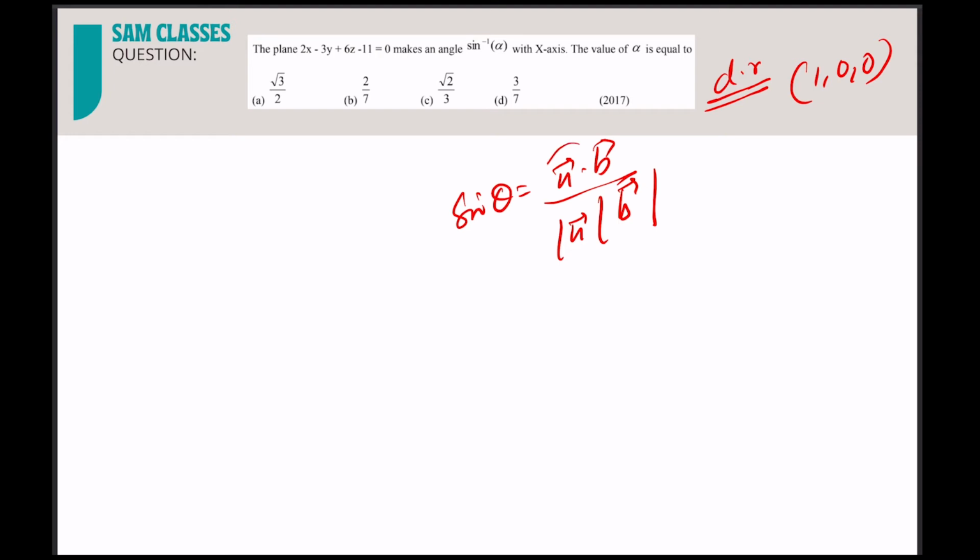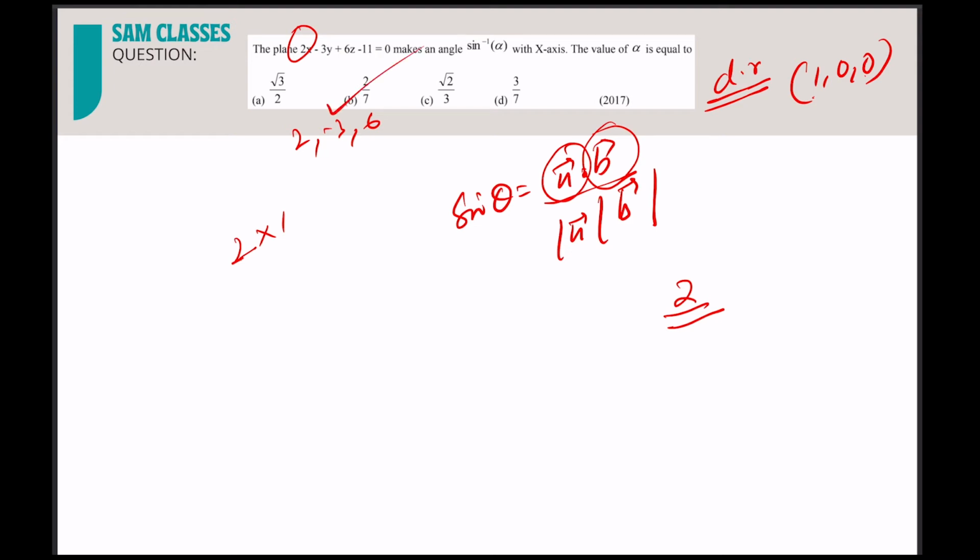So just do the dot product of the direction ratios of these two. You do it with 1, because you don't need much. So 2 into 1. The plane's direction ratio is what? 2, minus 3, 6. So 2 into 1 is on top, it should be 2. On the numerator, we should get a 2. That's it. No other value.